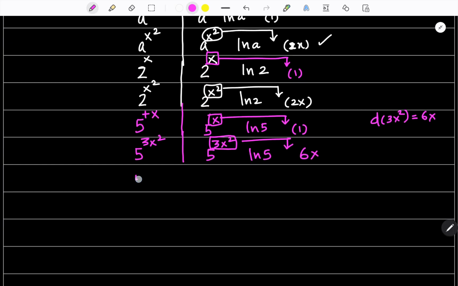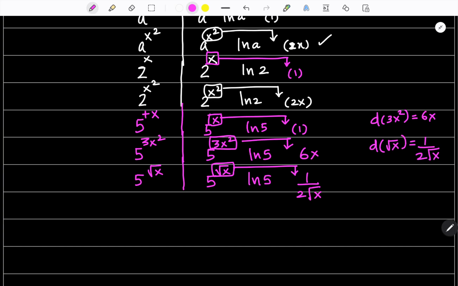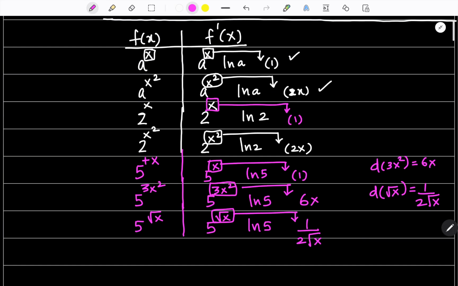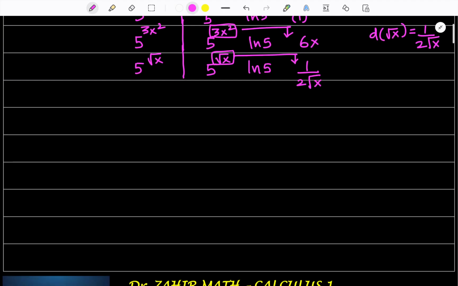Let me give you another example. Suppose you have something like 5 to the power of square root of x. Same idea. What is the derivative? 5 power root x, and then you just write ln 5. After that, the derivative of root x, which I told you to remember as 1 by 2 root x, we studied in the previous exercise. So these are some examples. Every exercise I will give you examples like this. Keep in your mind. Then after that we will go for the questions.